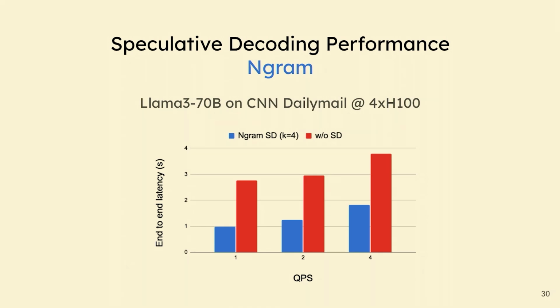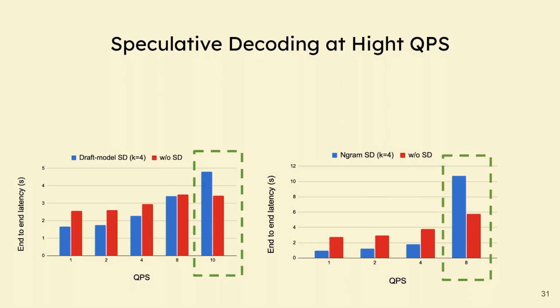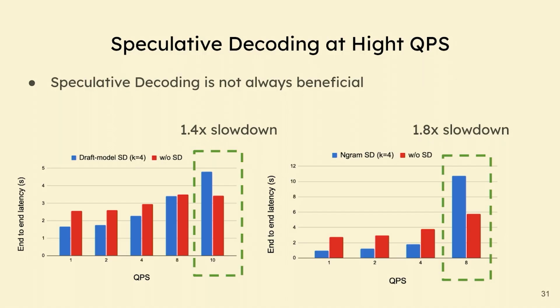We also benchmark the n-gram speculative decoding method, and we find that it can bring up to 2.8x speed up when the QPS is small. But that's not the end of the story. During the integration of speculative decoding, we find that sometimes when the QPS is high, it can actually slow down the performance. So this is the full picture. When the QPS is, say, 10, we find that it brings a 1.x slowdown on the 2 datasets. So it tells us that speculative decoding is not always beneficial.